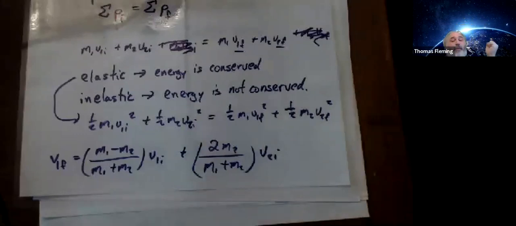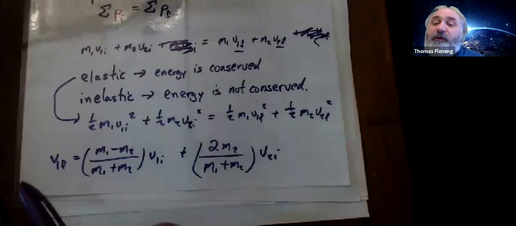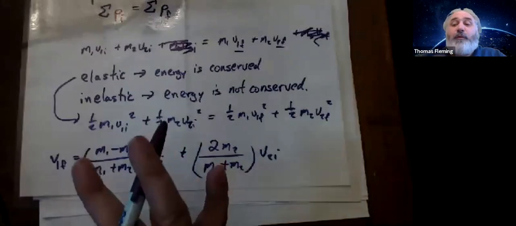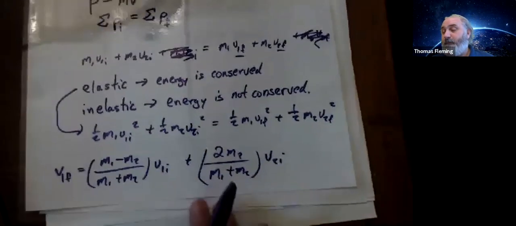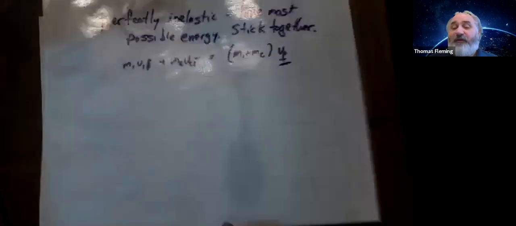So if they bounce apart, it could go either way. You don't know whether it's elastic or inelastic. You'll have to do the math to figure it out. If they stick together, you don't even have to do the math to know that it was inelastic, because it's perfectly inelastic. And that was the other big concept.